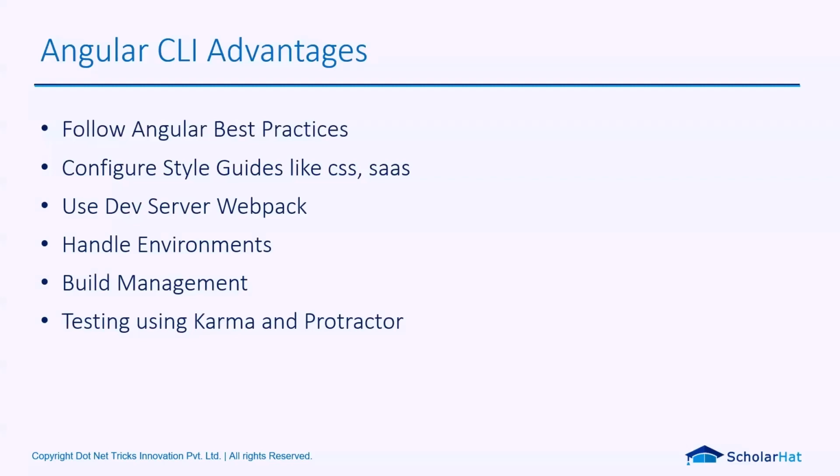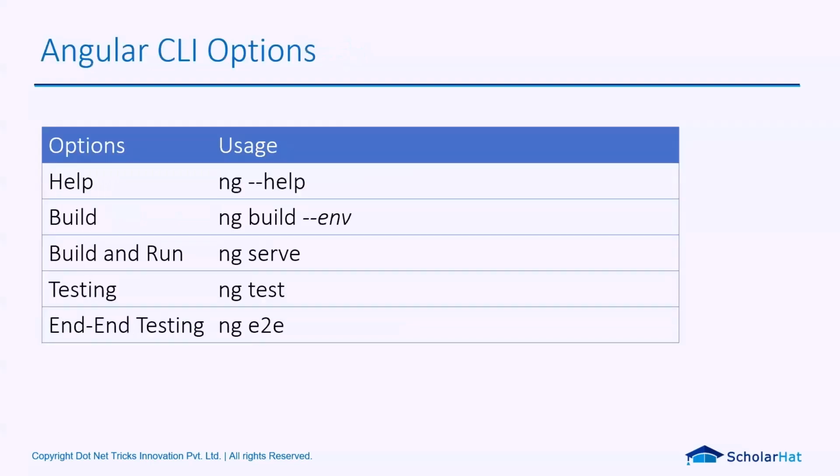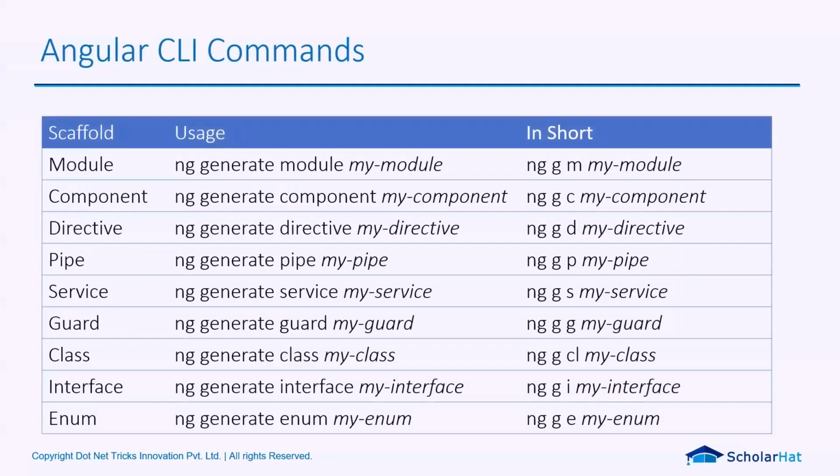So we don't need to configure the things over there. These are the Angular CLI options you will get to help you build the code, run the application, test the application, and for end-to-end testing. These are the various Angular CLI commands you can use to create different building blocks in our application.